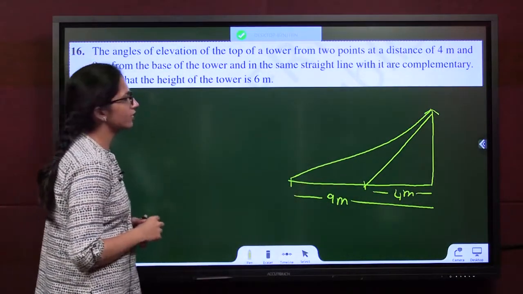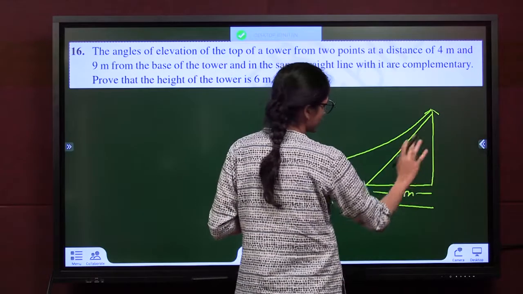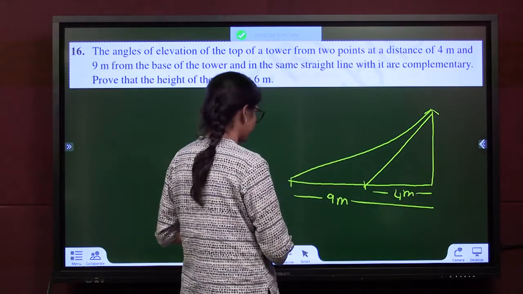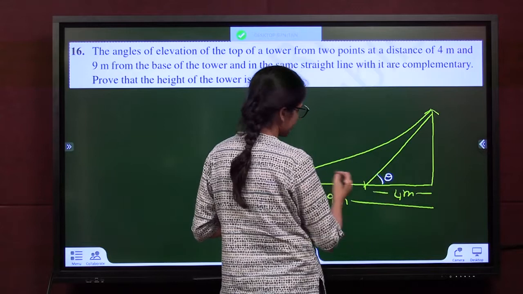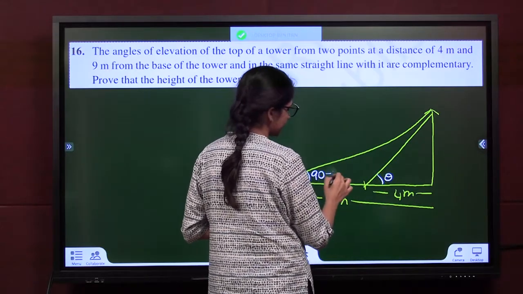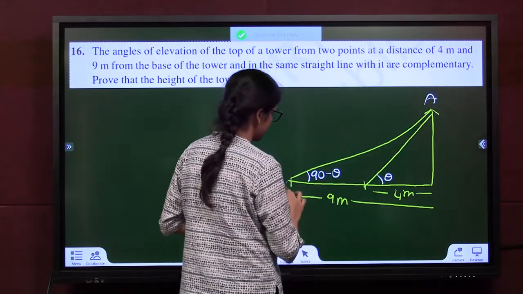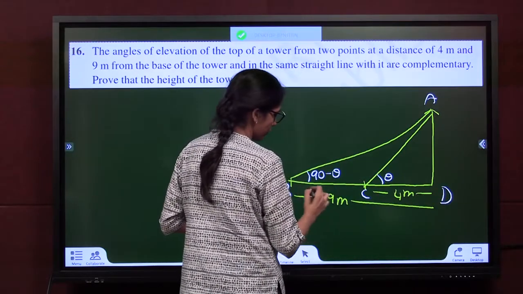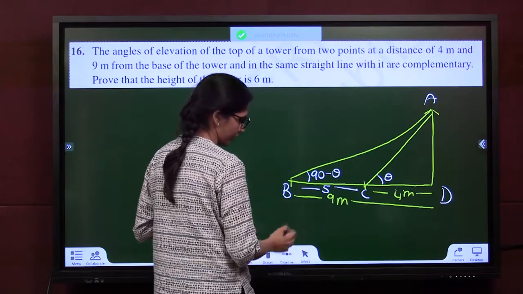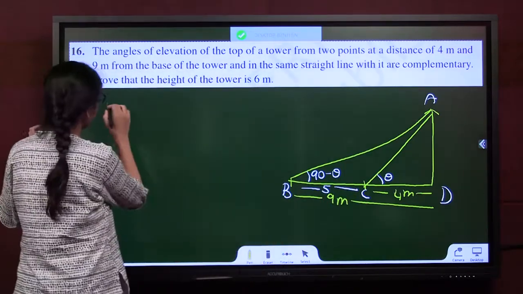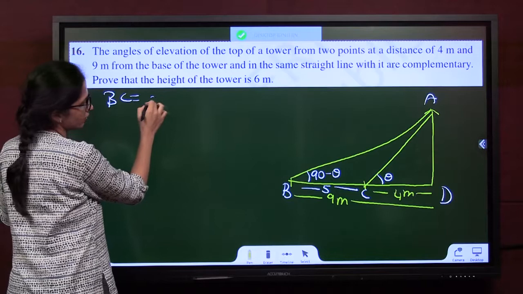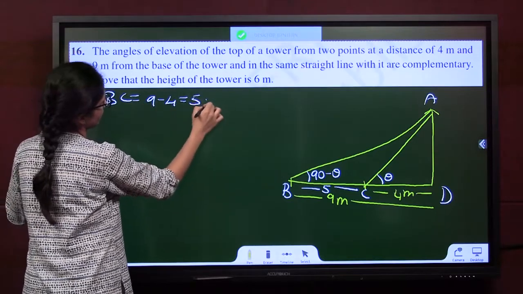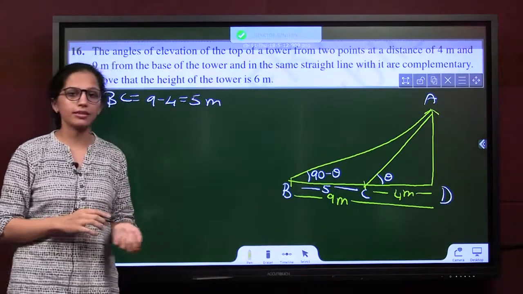Prove that the height of the tower is 6 meters. So they have given the answer h is equal to 6. They have given that the angles are complementary. Let's say this is theta. Can I say this is 90 minus theta? Yes, I can. If this is 9, this is 4, I can say 9 minus 4, 5. We will write how we got that. BC is equal to 9 minus 4, 5 meters. Till here I hope the question is clear.